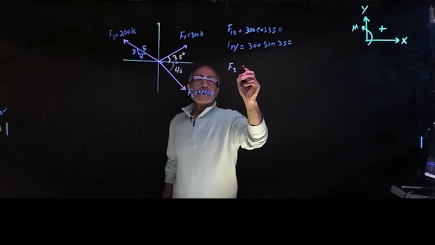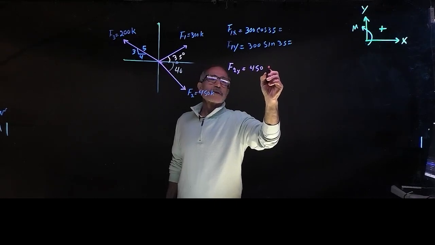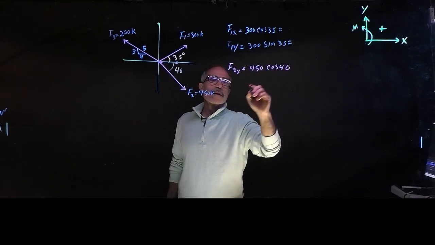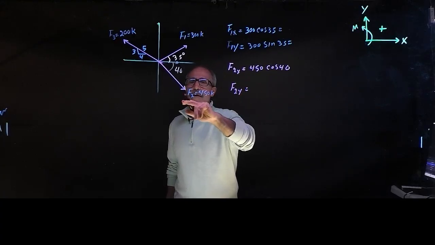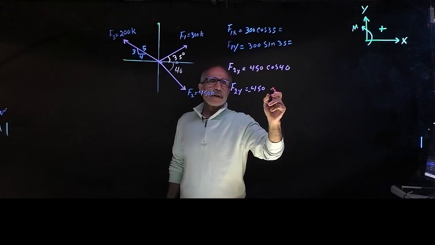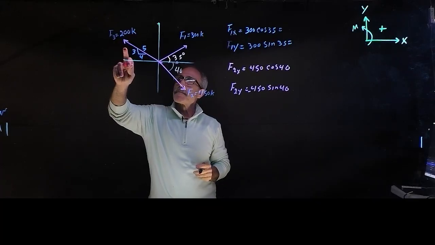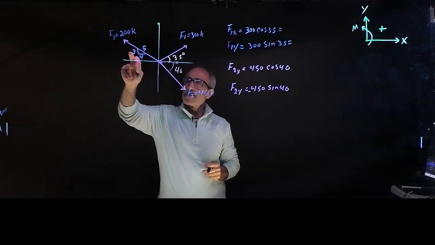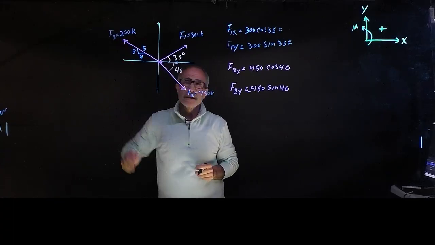F2x is equal to 450 cosine 40. F2y is equal to 450, that's a negative, it's going down, sine 40. Now here's a big trick. We don't use sine and cosine here because we got direction, so we're just using these numbers. That's it, period. Don't use sine and cosine.